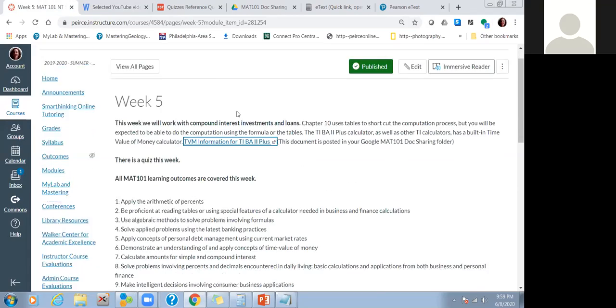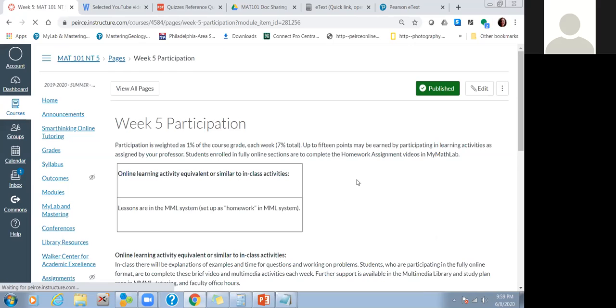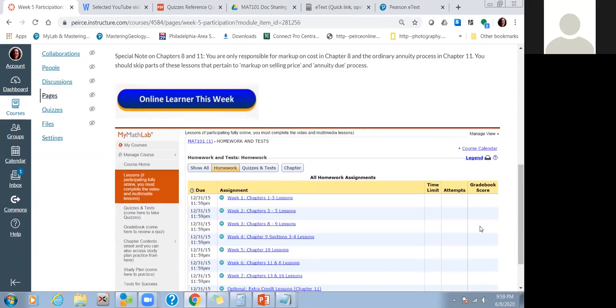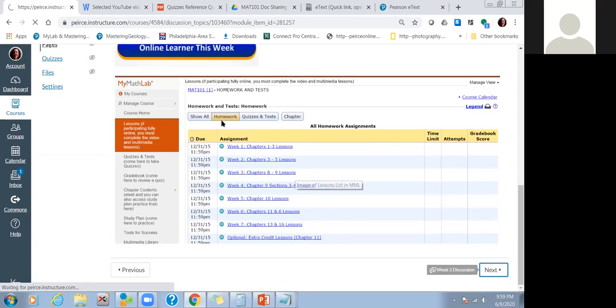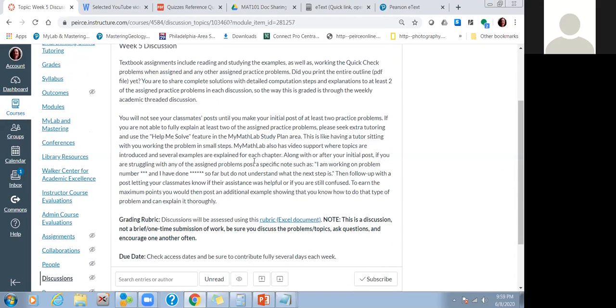Also in week 5, there will be a discussion like in every other week. You want to submit 2 problems, make them detailed, give explanations, and discuss the process you took and how you did your computations. My other little tip is to clearly label each value.